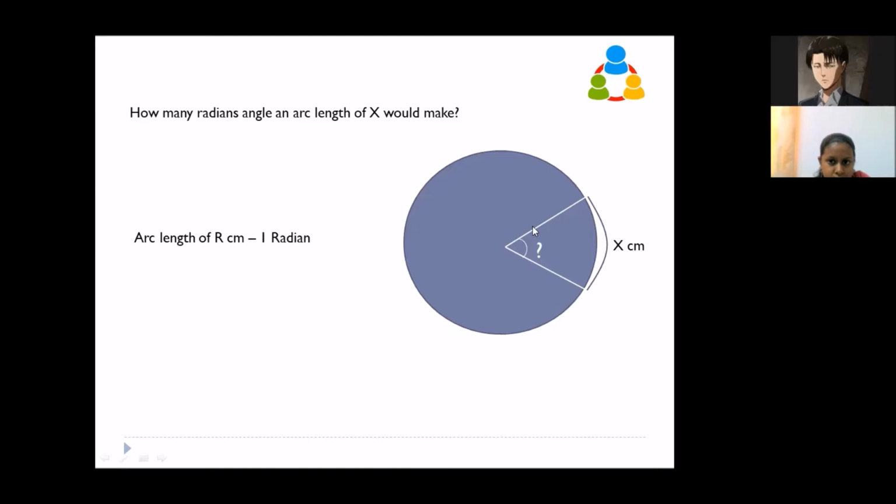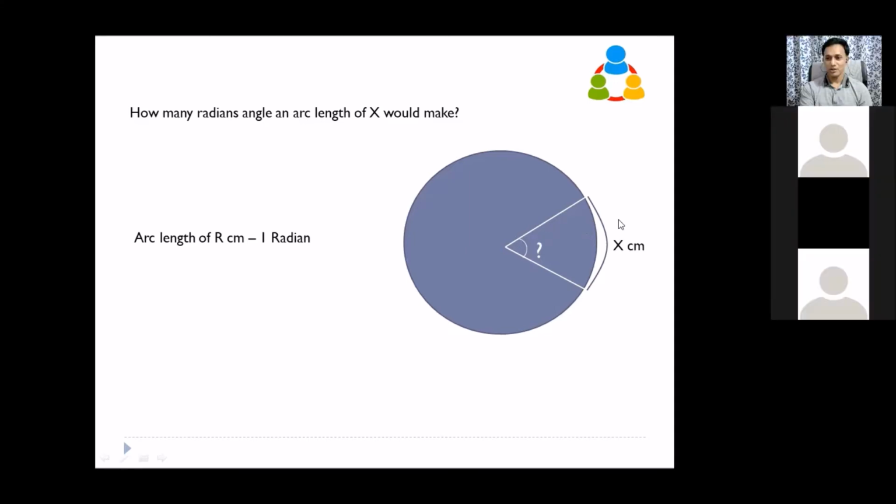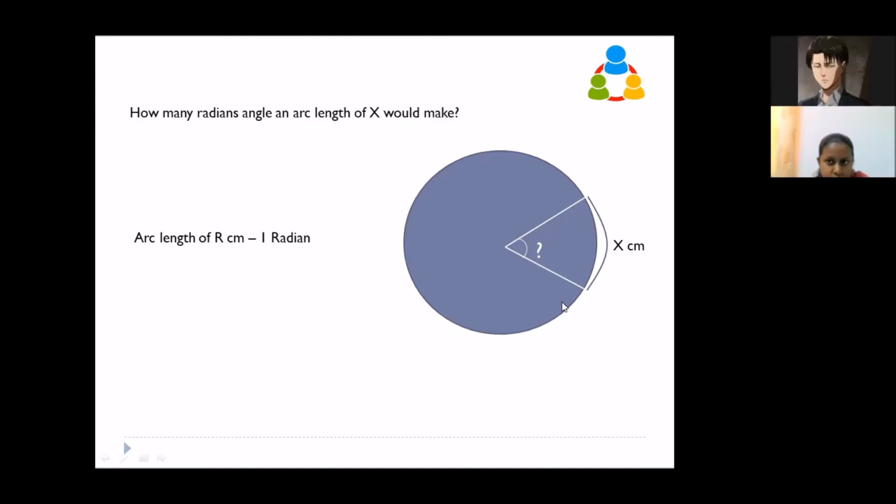But if you get frightened by seeing angle, number, this, x, r and all, it will go for a toss. Can you all try again from what was explained? R centimeter makes 1 radian. How much radian will x centimeter make? If r makes 1, how much will x make? It boils down to that.